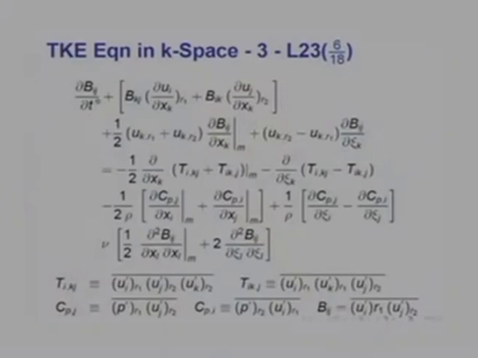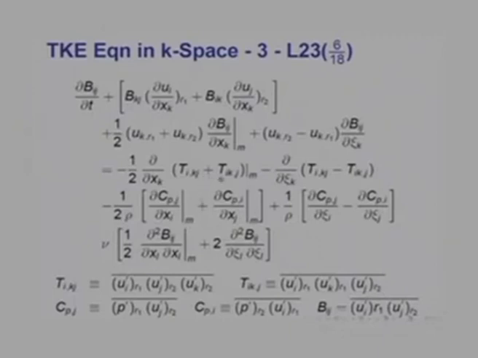So, the total equation for non-homogeneous anisotropic turbulence would read like this: dB_ij/dt plus B_kj dU_i/dx_k at r1 plus B_ik dU_j/dx_k at r2 plus half of (U_k at r1 plus U_k at r2) dB_ij/dx_k at the mean point plus (U_k at r2 minus U_k at r1) dB_ij/d xi_k equal to minus half of T_ikj minus T_ijk. Now, T_ikj here is defined as u'_i at r1 multiplied by u'_j at r2 multiplied by u'_k at r2, and the second term, T_ijk, is defined as u'_i at r1 u'_k at r1 multiplied by u'_j at r2.